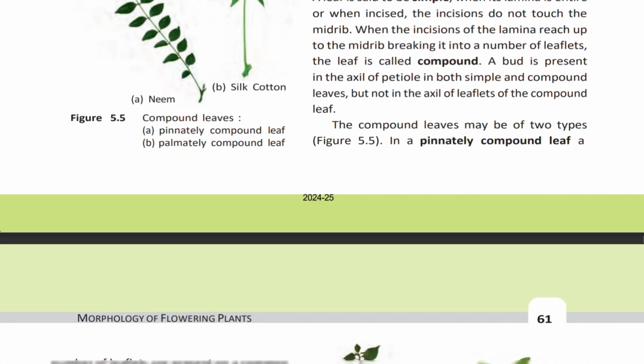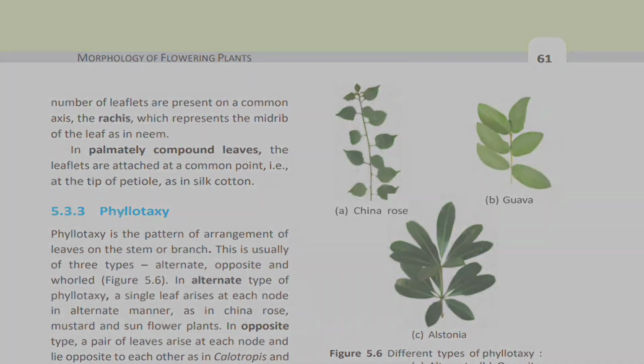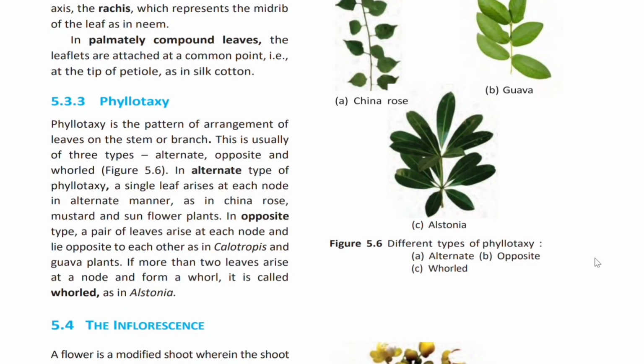In a pinnately compound leaf, a number of leaflets are present on a common axis, the rachis, which represents the midrib of the leaf, as in neem. In palmately compound leaves, the leaflets are attached at a common point, that is, at the tip of petiole, as in silk cotton. 5.3.3 Phyllotaxy.